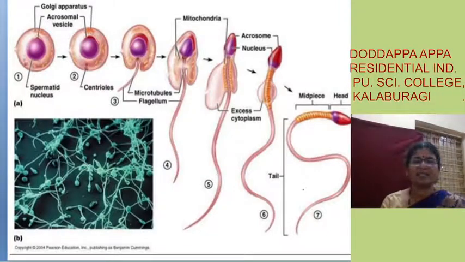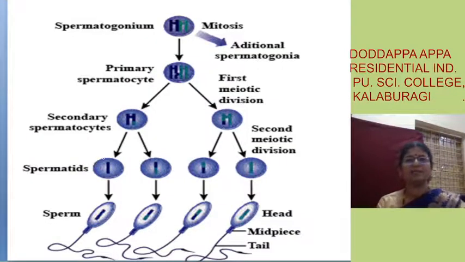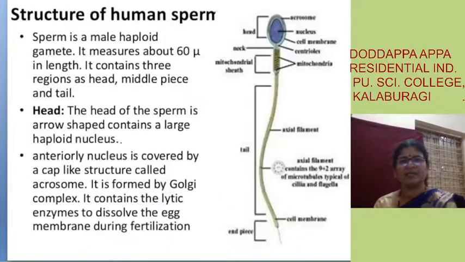Here the diagram has been given showing what the changes are and how they take place, but it is not given in our syllabus, and it is the natural photo of a sperm. Now here again the spermatogenesis process is given, which I have already explained. Now here you will see the structure of the sperm.